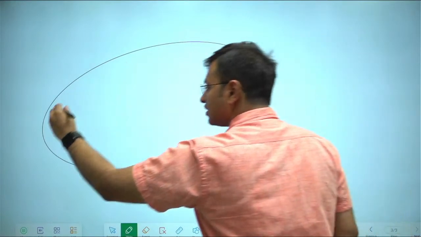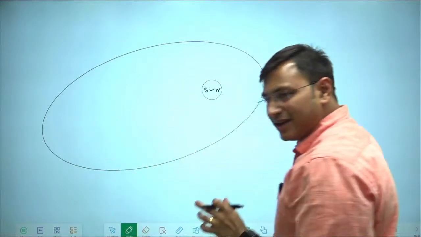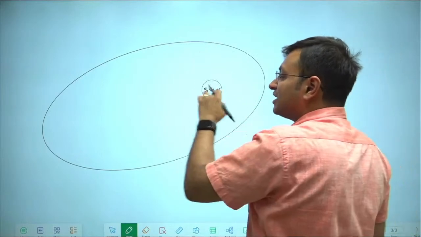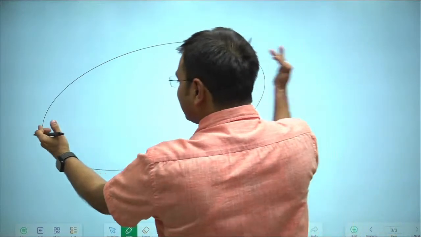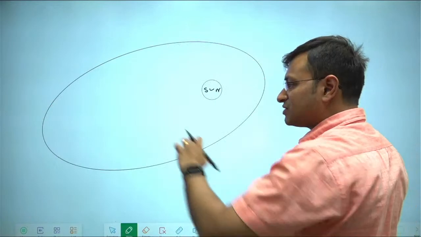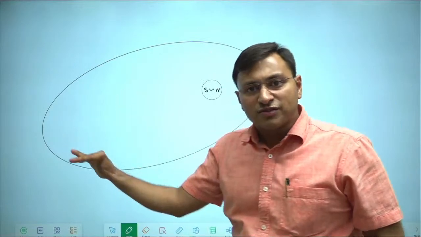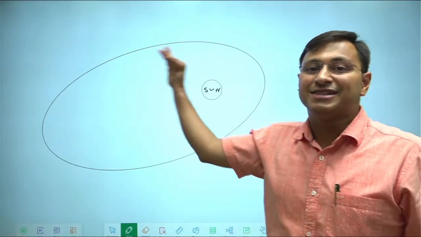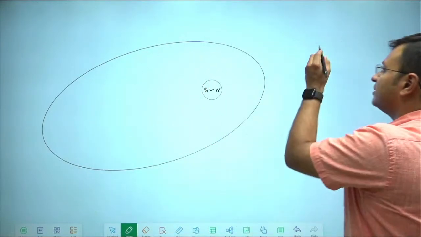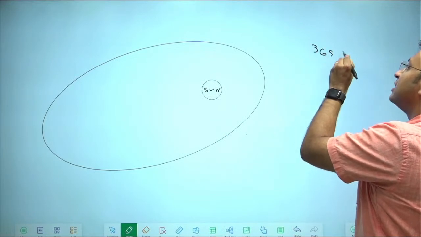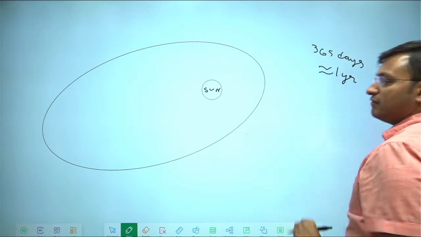And the Earth revolves around the Sun in an almost circular orbit, but with slightly eccentric nature. Eccentric means the Sun is at one of the foci of the ellipse, and this eccentricity tends to vary. This orbit can be elliptical, or this orbit can become circular. So this is the variation in the Earth's orbit around the Sun. As of today, the Earth is completing one orbit around the Sun in approximately 365 days. So 365 days corresponds to 1 year on Earth.